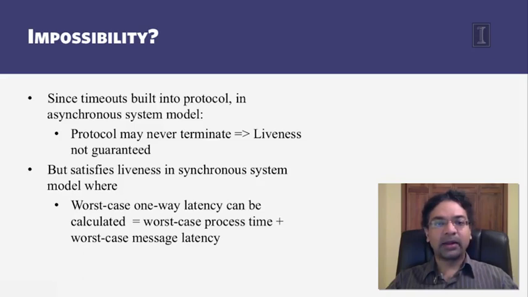and there is a maximum upper bound on how long a message takes to be transmitted, you can actually calculate the worst case one-way latency as the worst case processing time for the instructions plus the worst case one-way message latency. Using these, you can set your timeouts to be the worst case values, and in fact you can guarantee liveness in this way in the synchronous system using the bully election protocol.